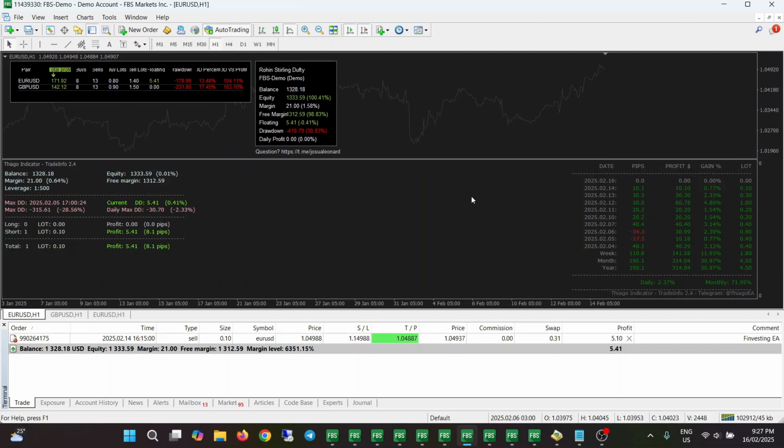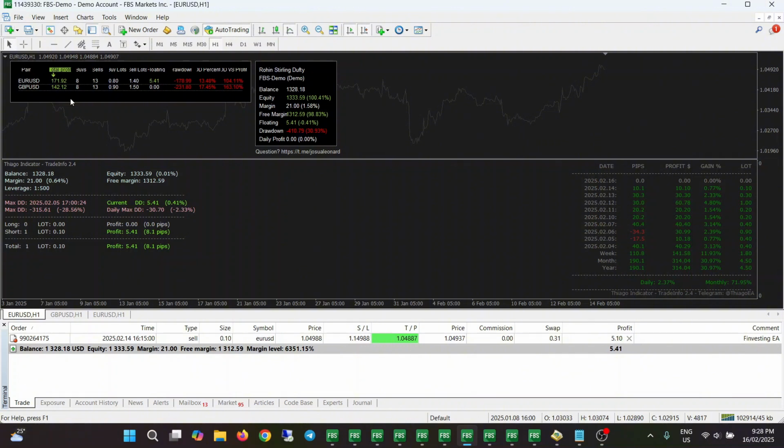Now the drawdown to profit ratio is actually not too bad, but it's not great either. So we can see here that the max drawdown was negative $315 on the 5th, and it has made for the week $141. So I think that drawdown to profit ratio for the week is actually quite good. And so far, overall, we're up $314. So it's up 2.37% in the 3 weeks that it has been trading.